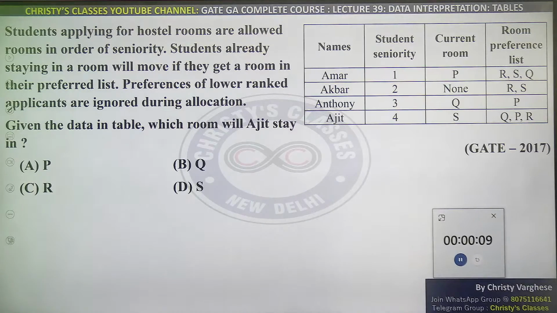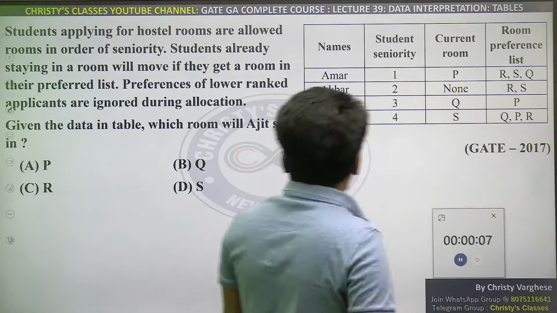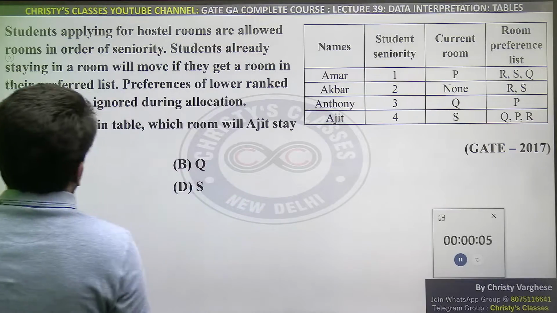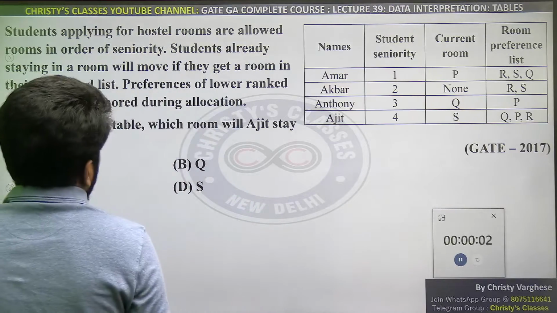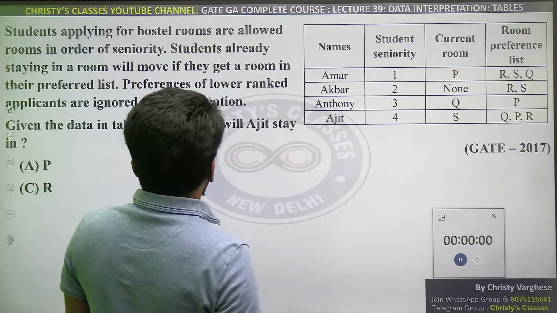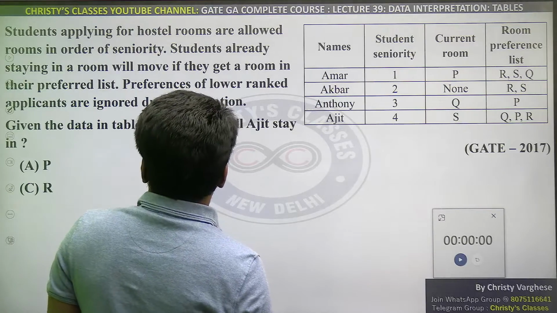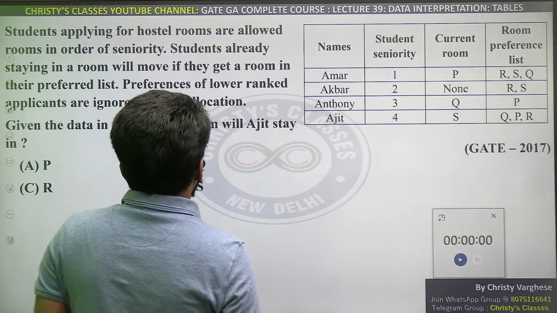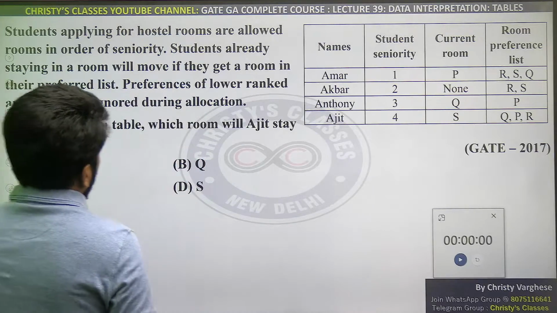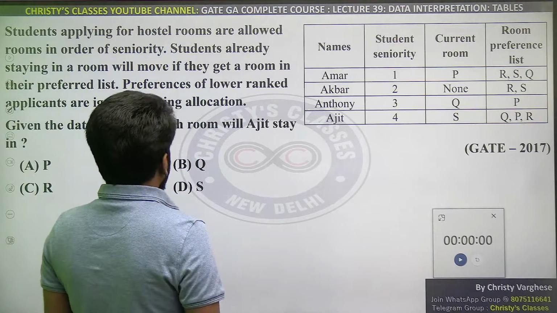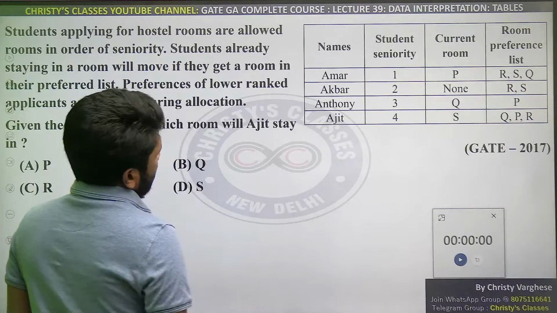Okay, let's see. Some of you got B option. Let's see whether it is right. Students applying for hostel rooms are allowed rooms in order of seniority. Students already staying in a room will move if they get a room in their preferred list. Preferences of lower ranked applicants are ignored during allocation. Given the data in the table, which room will Ajit stay in?